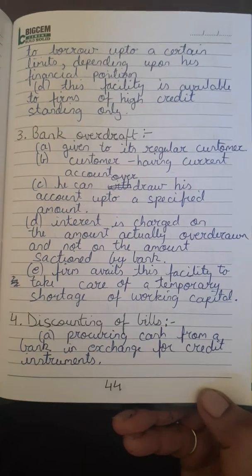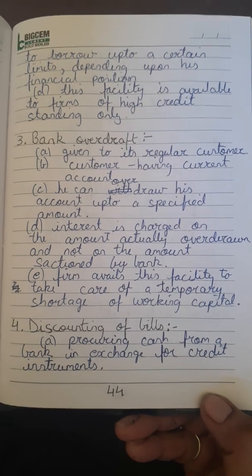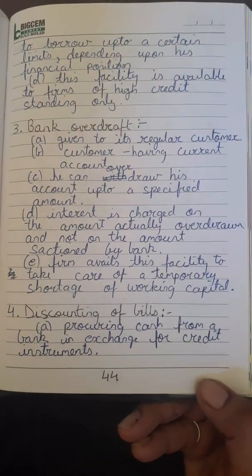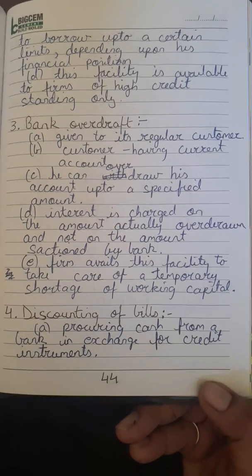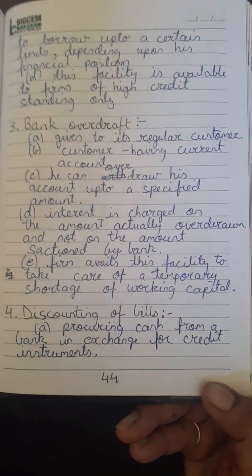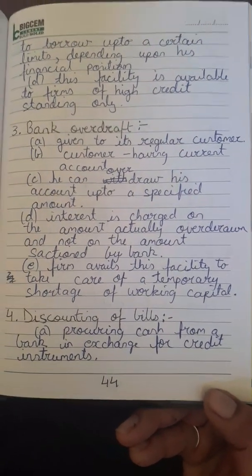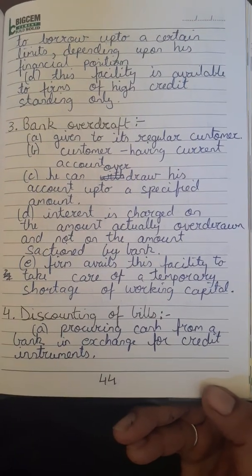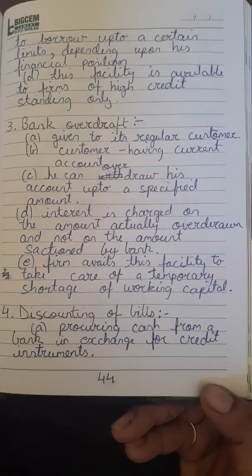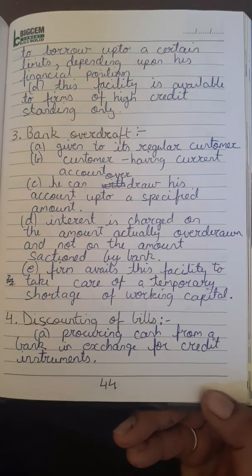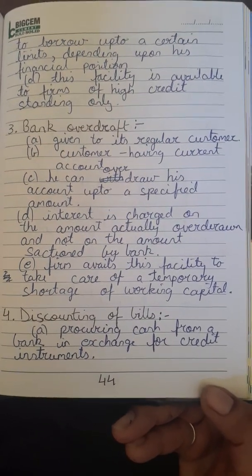Third, bank overdraft. As the name itself suggests, it means over-withdrawing more than what you have or what is credited in your account. It is basically given to a regular customer, especially those customers who have a current account. Interest is charged on the amount actually over-withdrawn and not on the amount sanctioned by the bank. This facility is to basically take care of a temporary shortage of working capital.